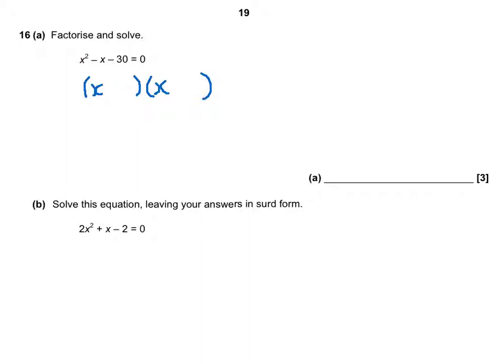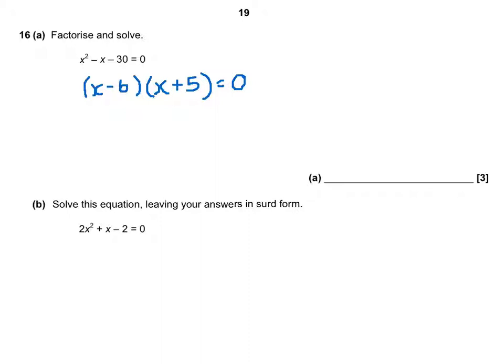So the rule is that I need to find two numbers that are going to multiply together to give me minus 30, and they're going to add together to give me minus 1. And the only two numbers that will work here will be minus 6 and add 5. It doesn't matter in which order, because minus 6 times 5 is minus 30, and minus 6 add 5 is minus 1. And that's all equal to 0.